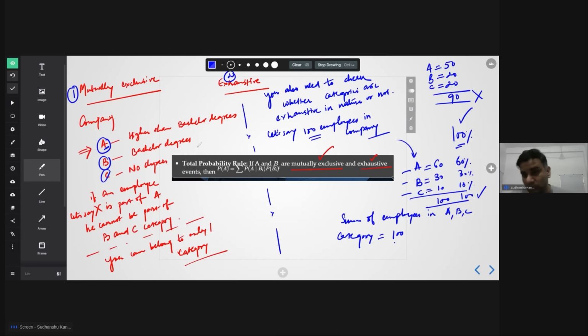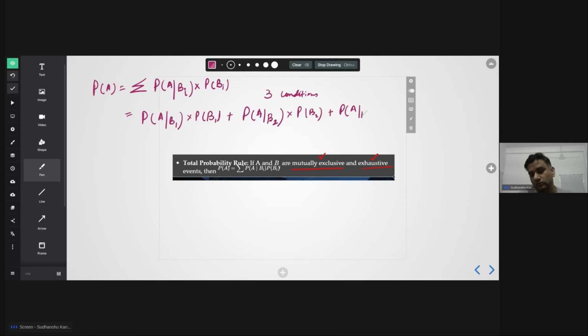When you look at this theoretically, it doesn't make much sense. But if you look at it practically, there are different conditions which exist. Let's say there are three conditions. Then it becomes probability of A given condition 1 into probability of condition 1, plus probability of A conditional on B2 into probability of B2, plus probability of A conditional on B3 into probability of B3. Basically, this is how it works if you have three conditions.